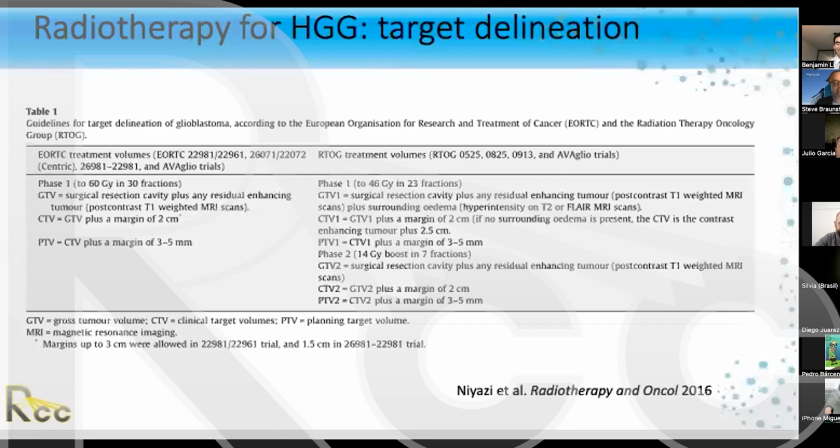Okay, so one of the questions we had from the participants was that if you have a marginal resection or just a biopsy, or you know that there is a residual tumor, would you change or consider changing your target volumes? Oh, that's a great question.